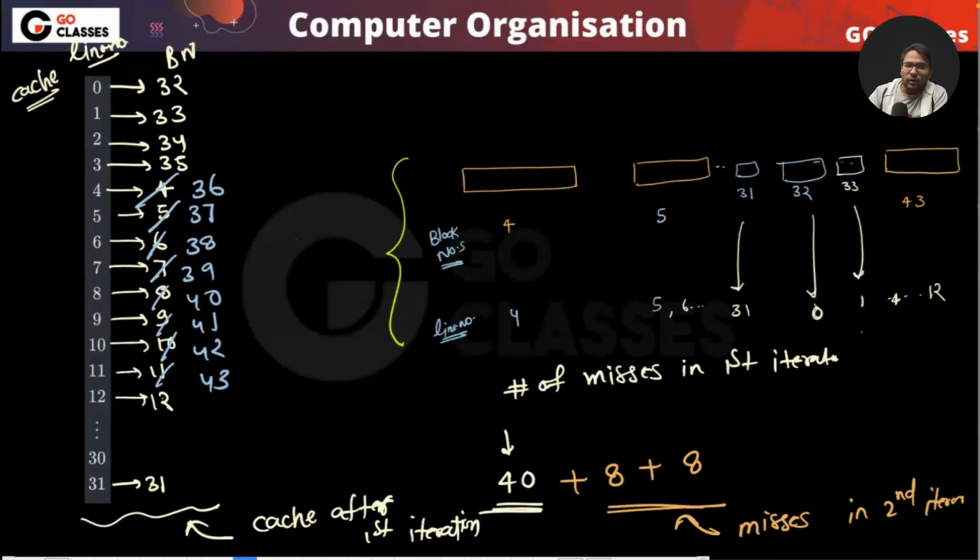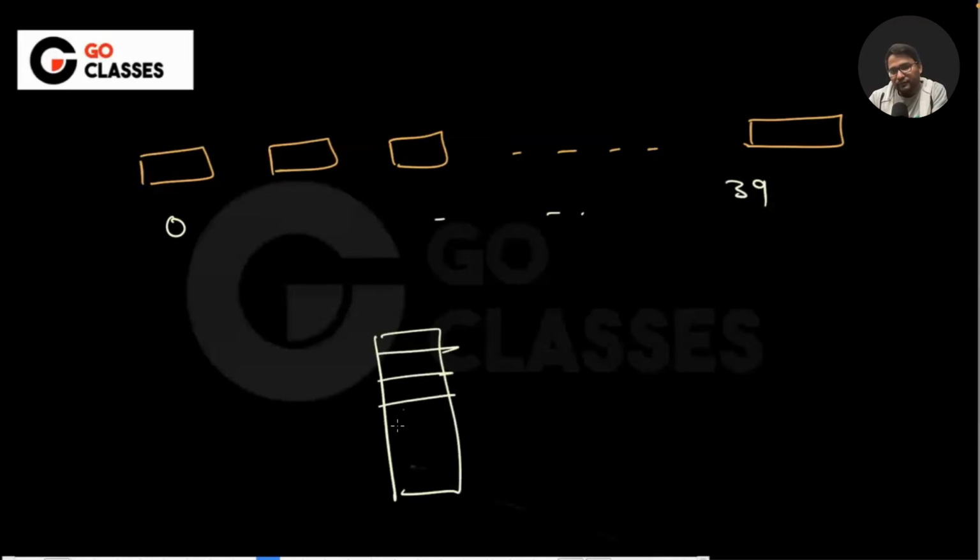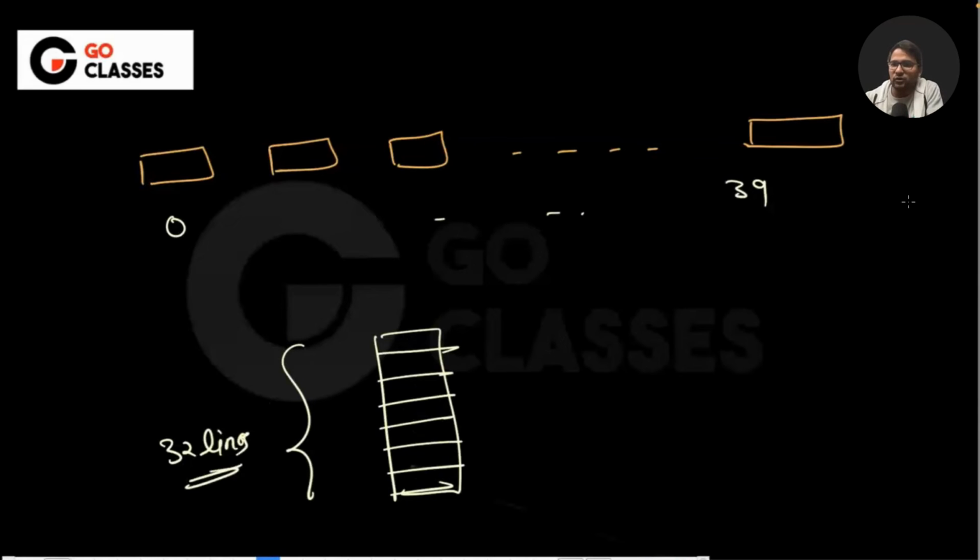Okay. So what I'm saying, see, let's not worry about block number 4 and all. There are 40 blocks. Suppose I'm just writing block number 0 to 39, just to make you understand. How many lines do we have? 32 lines. Okay. This question is not very tough, it is easy.